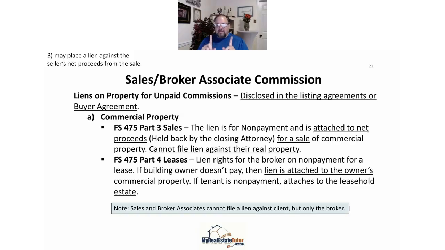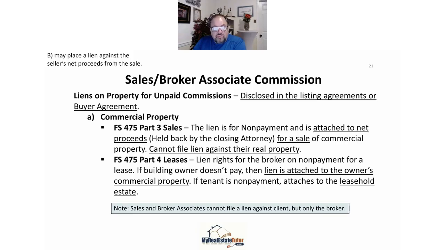So what can they do? They can file a lien attached to the net proceeds, or what the attorney is going to pay out. The attorney can hold back that money, the net proceeds, before any money is collected by the seller. And before any money is collected, that lien will suffice in paying off the commission before the seller can collect any money.